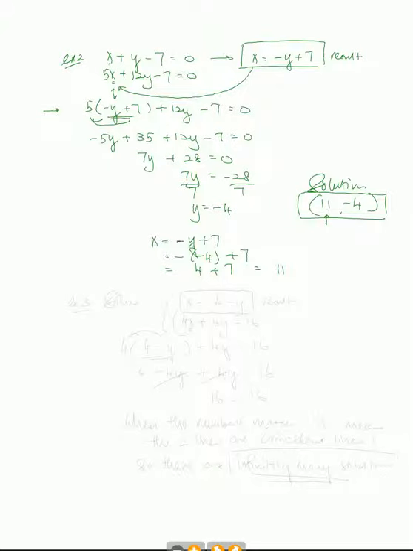So if you recall, a system of equations basically is looking for the point where they meet. Okay, and so these coordinates, 11 comma negative 4, is where the two lines meet on a graph.